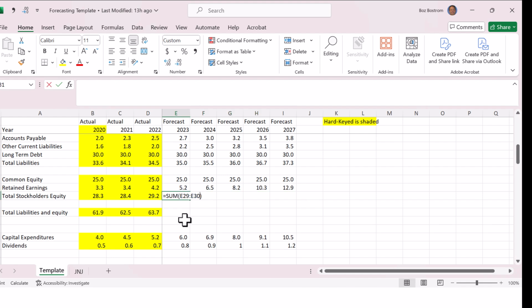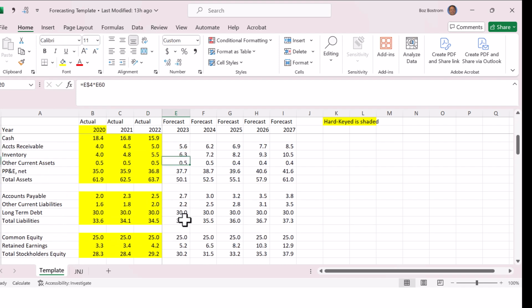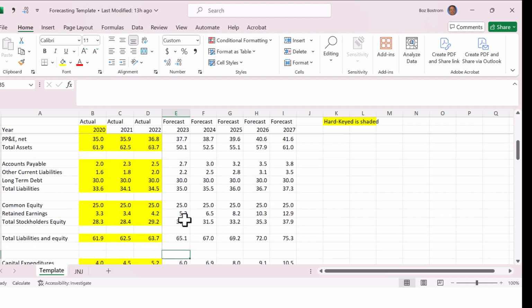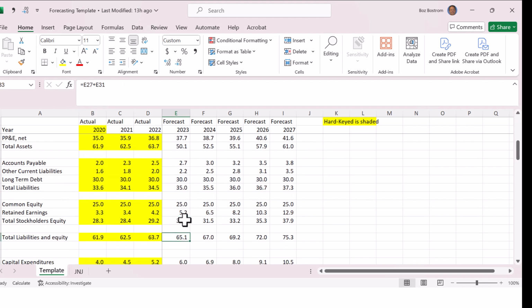Total stockholder equity, I'll add this up with an Alt equals, highlight these cells, and hit Control R. And then liabilities plus equity equals liabilities plus stockholders' equity. And then highlight these cells with a Control R. So just add it up, liabilities and equity. And what you'll notice is this does not equal total assets, and that's because we don't forecast in a debit credit framework. We don't have cash done yet.